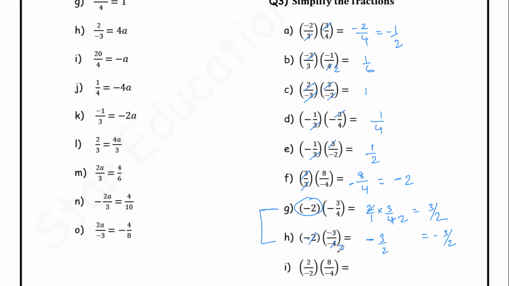We write down the negative first. And the last one is two negatives, which is positive. So we know it's positive. So it's simply 8 over 4, which is 2, because 4 goes into 8 two times.